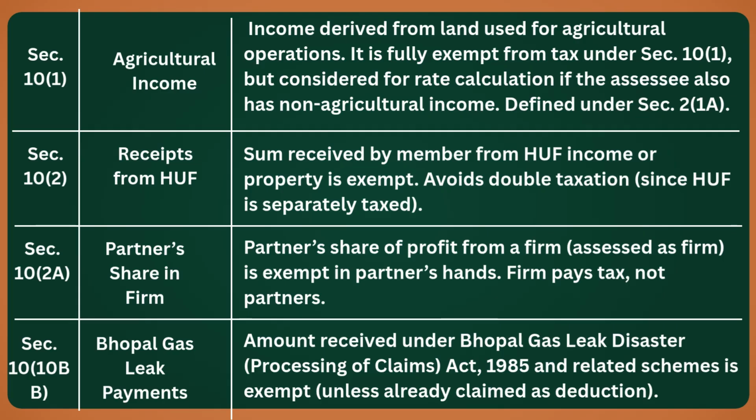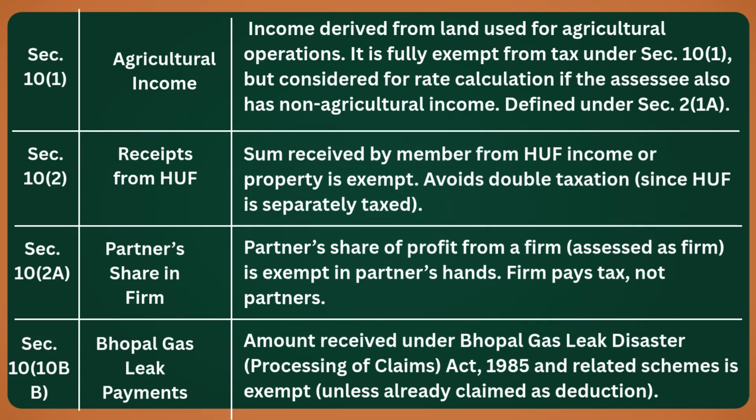Section 10, Clause 10BB, Bhopal gas leak payments. Amounts received under the Bhopal Gas Leak Disaster (Processing of Claims) Act, 1985, and related schemes are exempt from tax, unless those amounts were already claimed as a deduction earlier. This preserves fairness for victims and claimants.